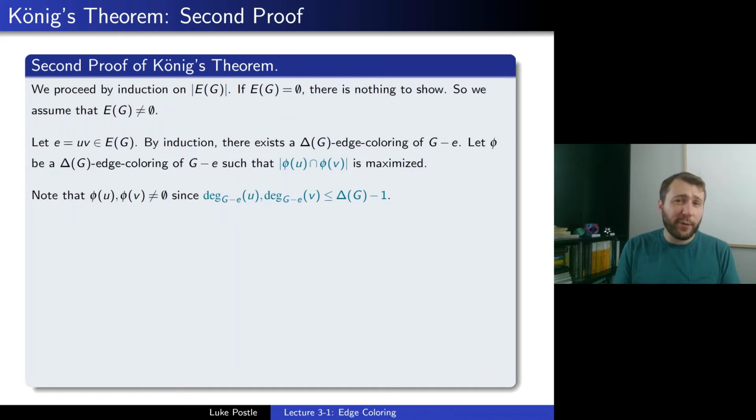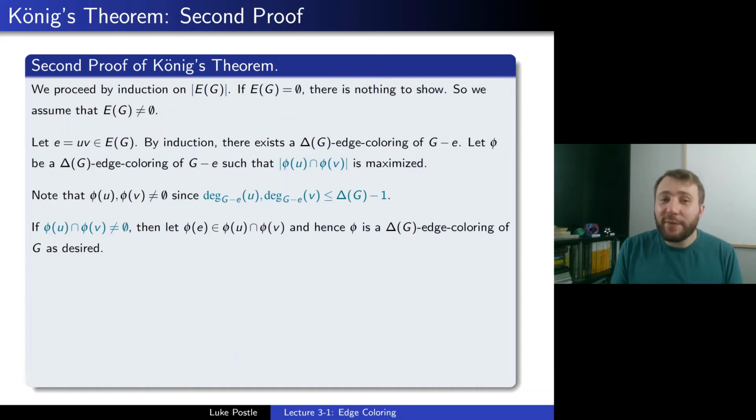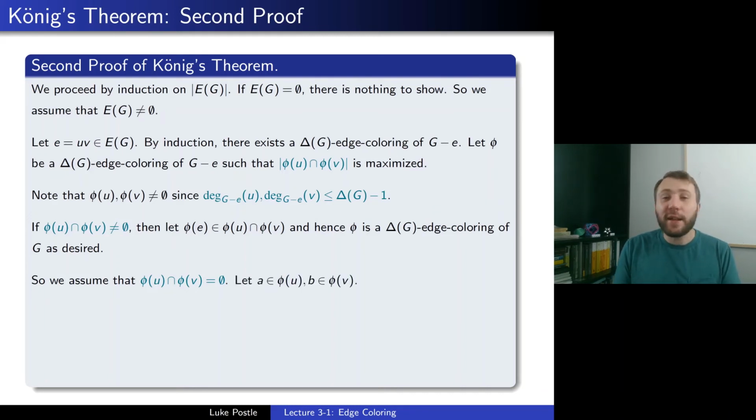So u and v are at least both missing a color because their degree in G minus e is at most Δ minus 1, and e isn't colored. So they can see at most Δ minus 1 colors, so each will have at least one missing color. And so we're using that we're using a Δ-edge-coloring right here. Then what? Well, if they have a common missing color, then you just color e with that color. So you let phi of e be in the intersection of the two, and then that extends it to a Δ-edge-coloring of G as desired. So you can actually assume that they have disjoint sets of missing colors. So you see where we're using missing colors. And I'll just, again, take one from each. So let A be a missing color at u and B be a missing color at v.